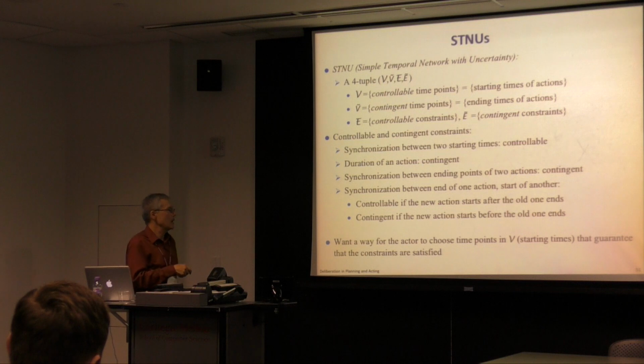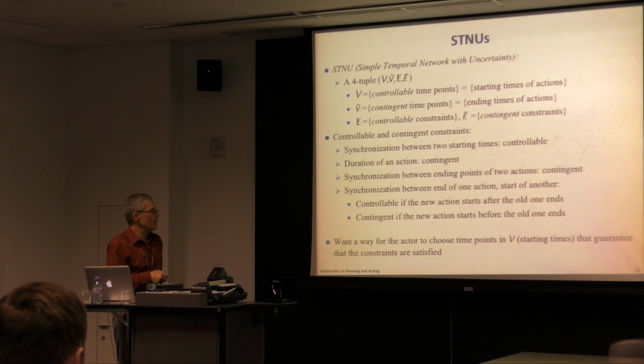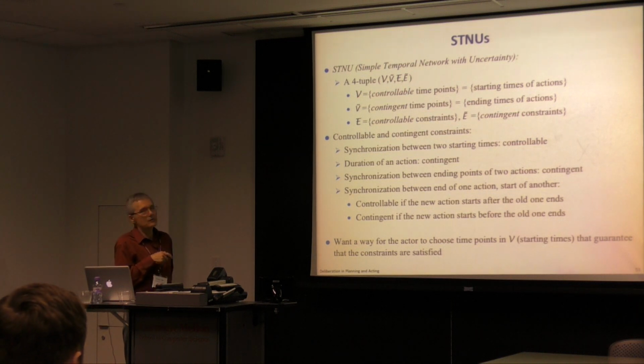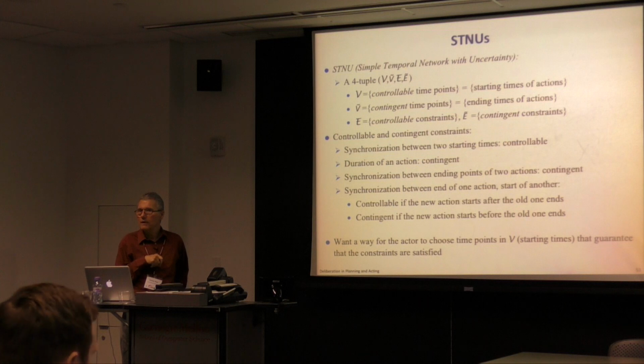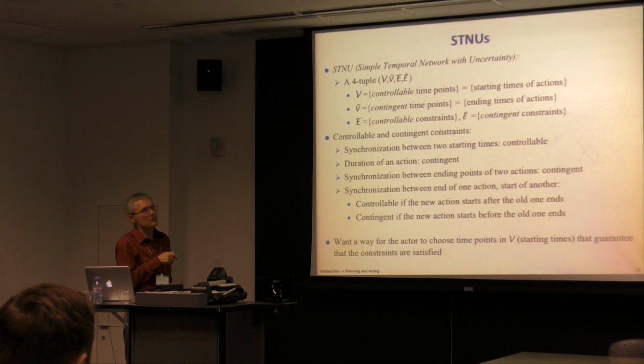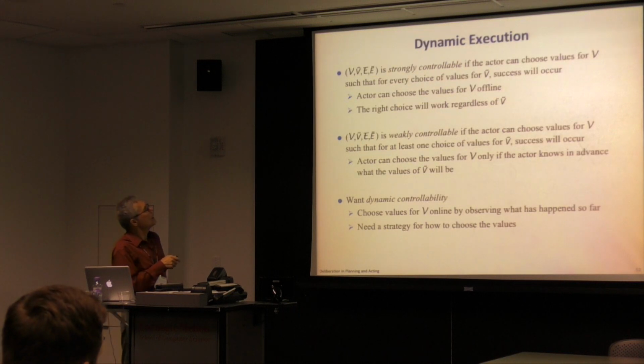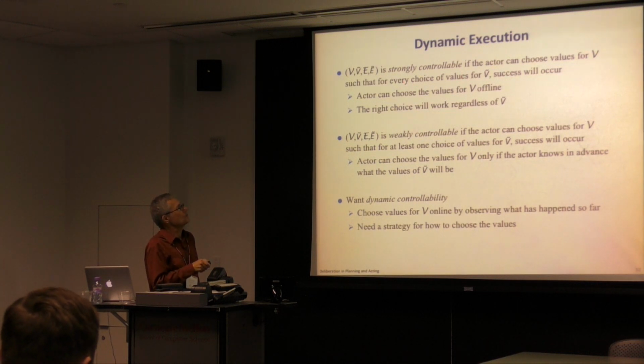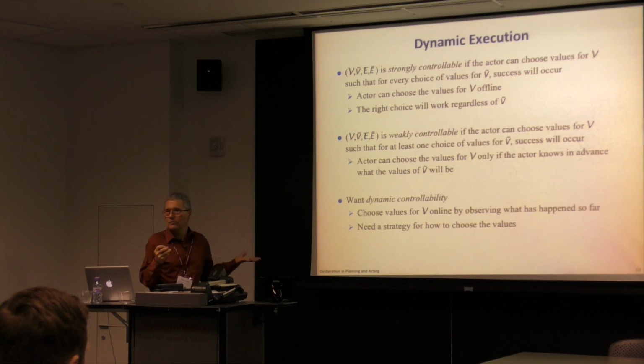All right? So what we want is a way for the actor to choose time points in V that guarantee that the constraints are satisfied. All right? And that has to be true regardless of what happens with these constraints in V tilde. Well, the network is strongly controllable if the actor can choose values for V such that once it's chosen those values, regardless of what V tilde turns out to be, will be successful. All right?